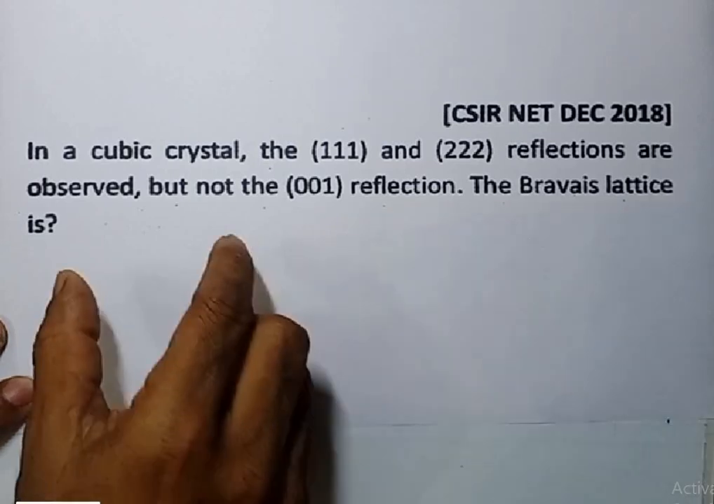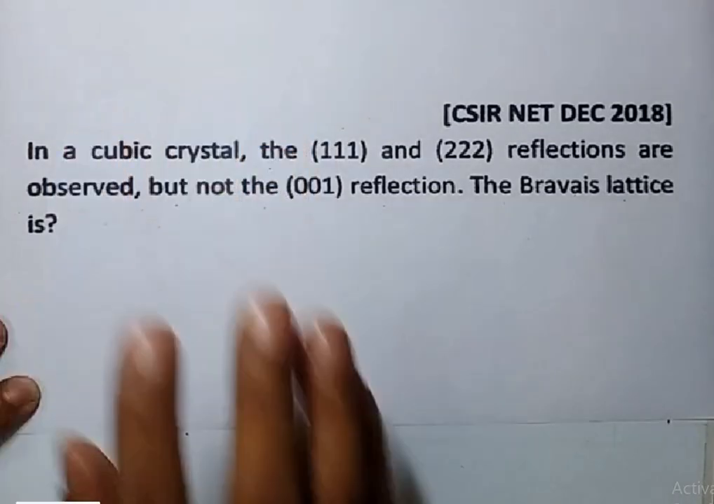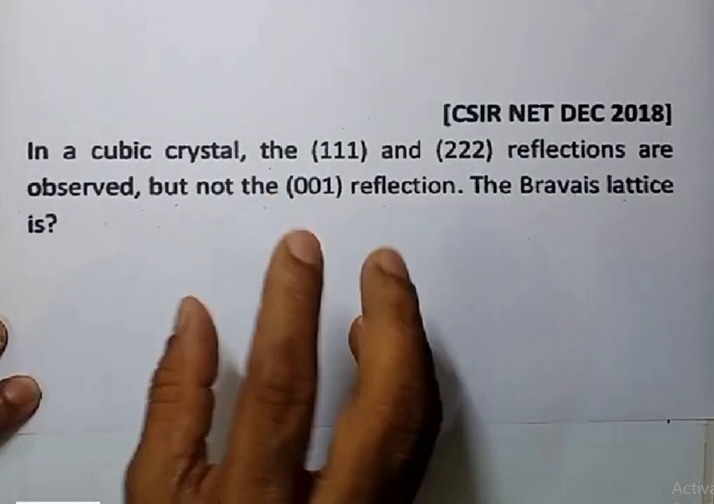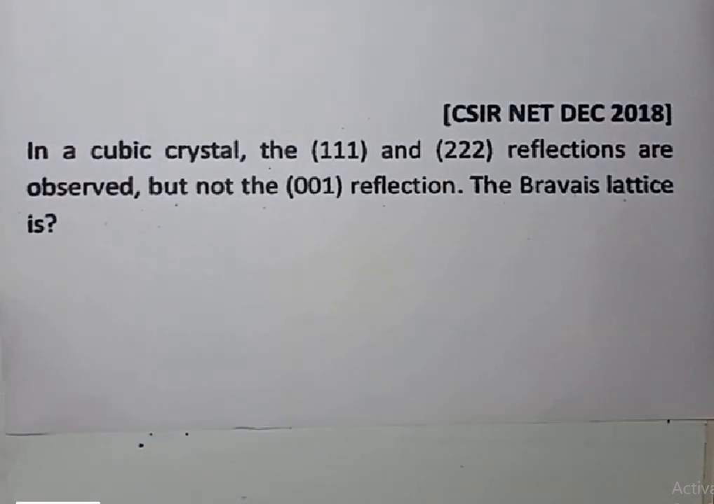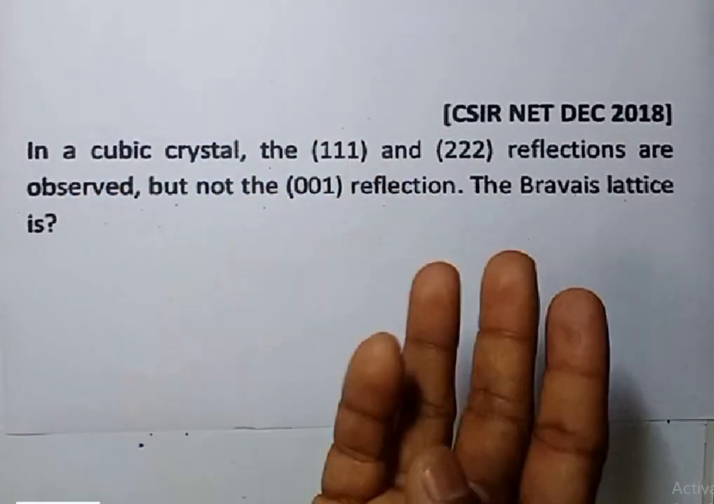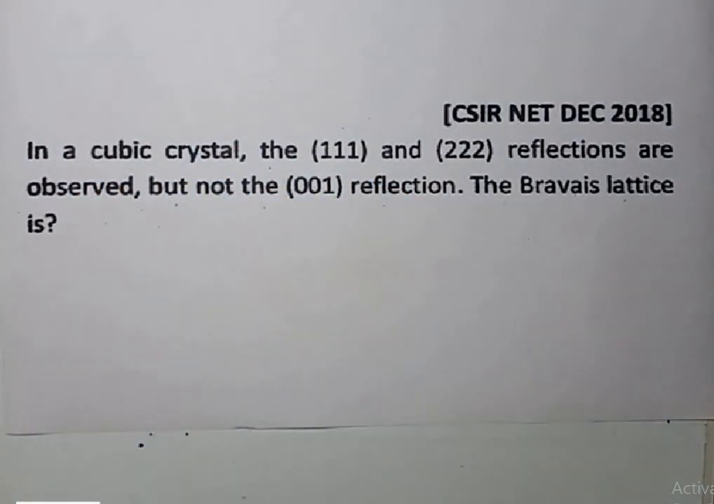Then the Bravais lattices, four options were given. But I just removed them, just for purpose. You try to identify what should be the crystal system. It is given cubic, so it should be either a simple cubic or BCC or FCC. Okay, you need to identify.